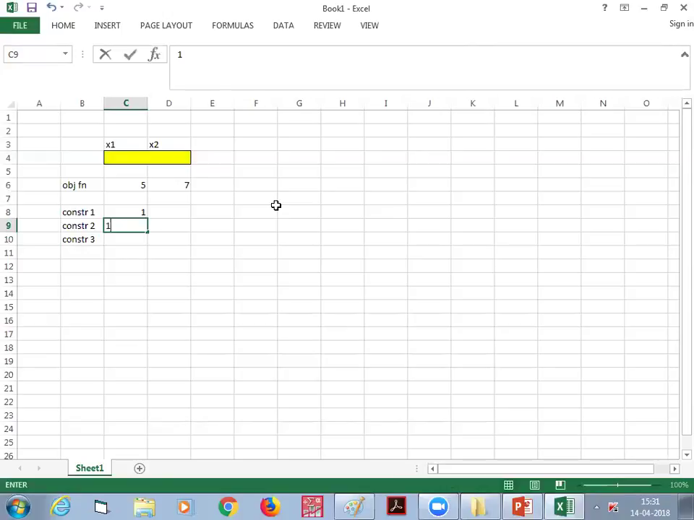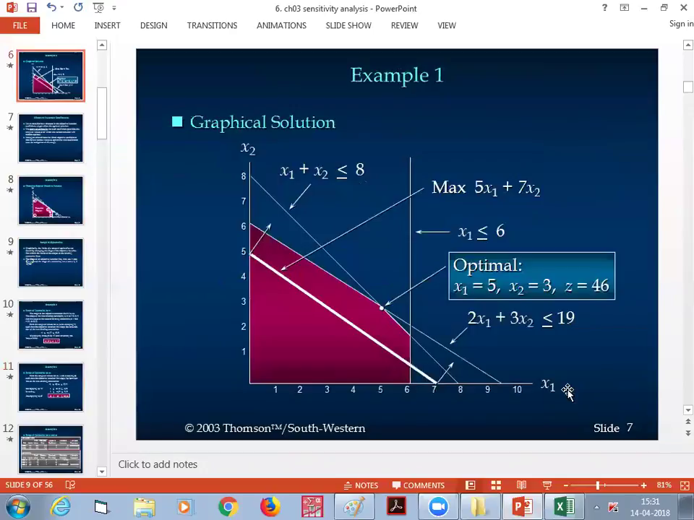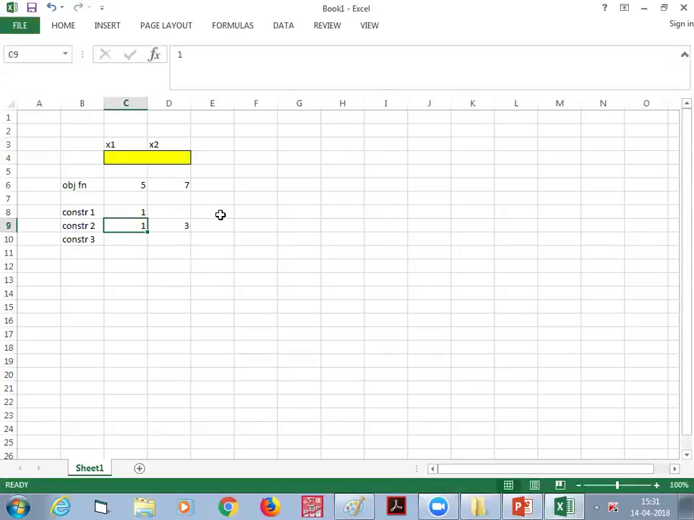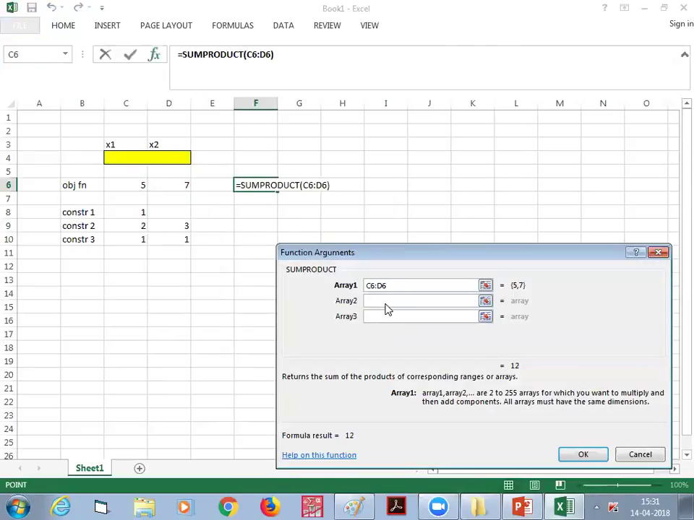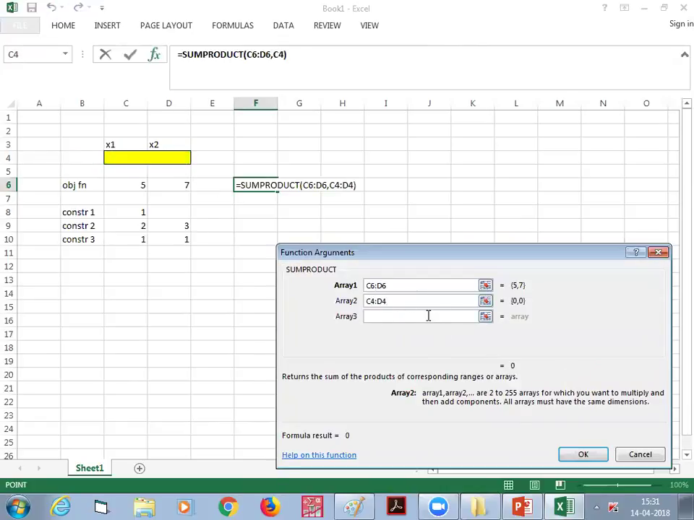This one was x1 plus 3x2, was it? I've forgotten. 2x1 plus 3x2 less than or equal to something, and x1 plus x2 plus. Okay, we'll quickly take some product of this with this. And we fix these.